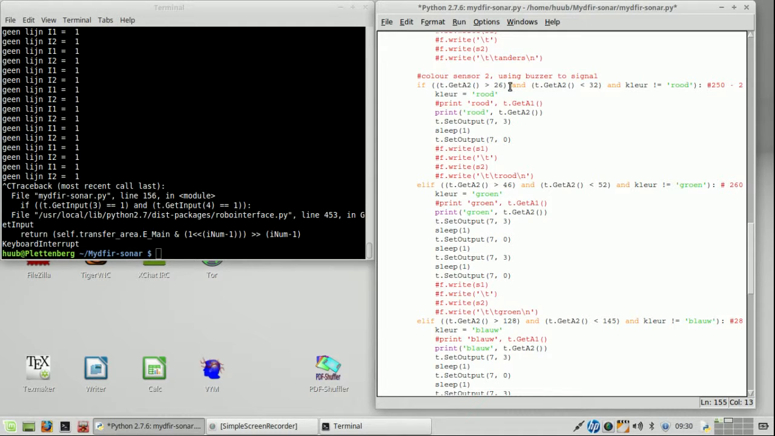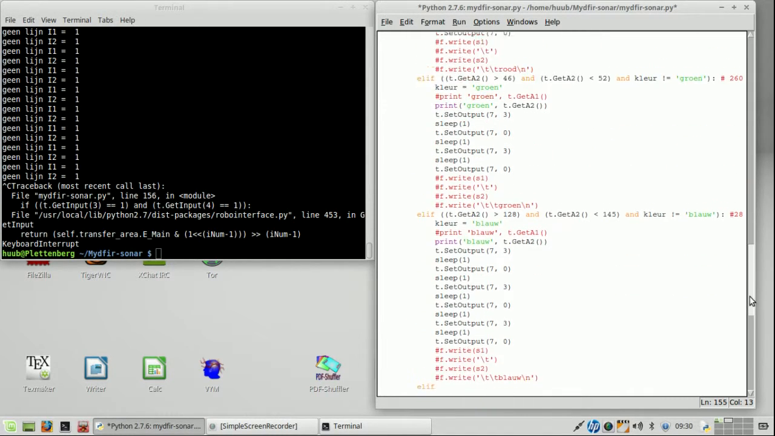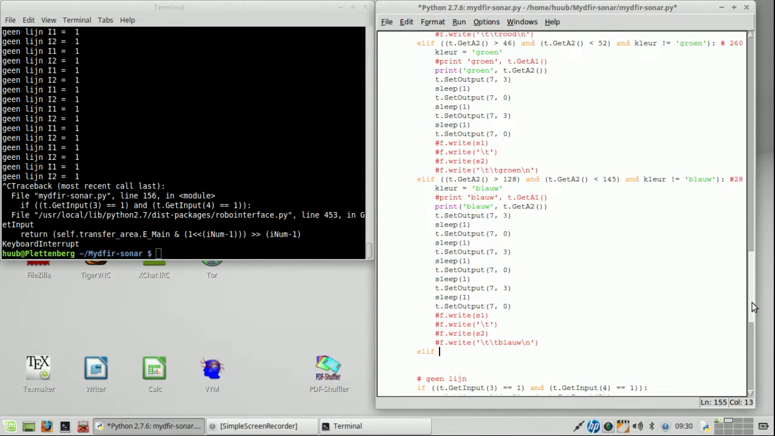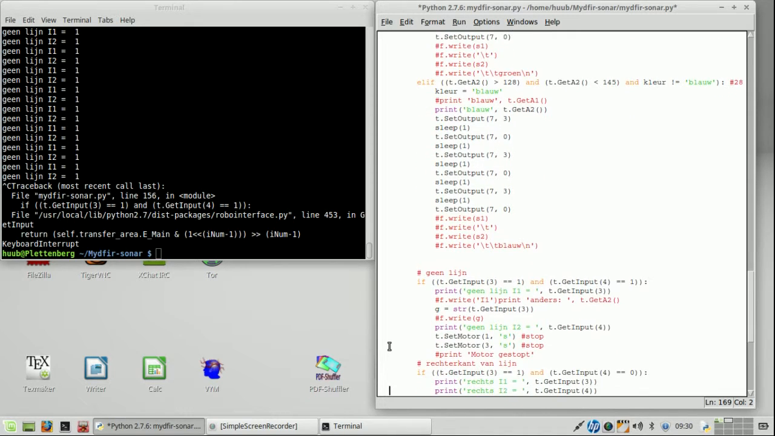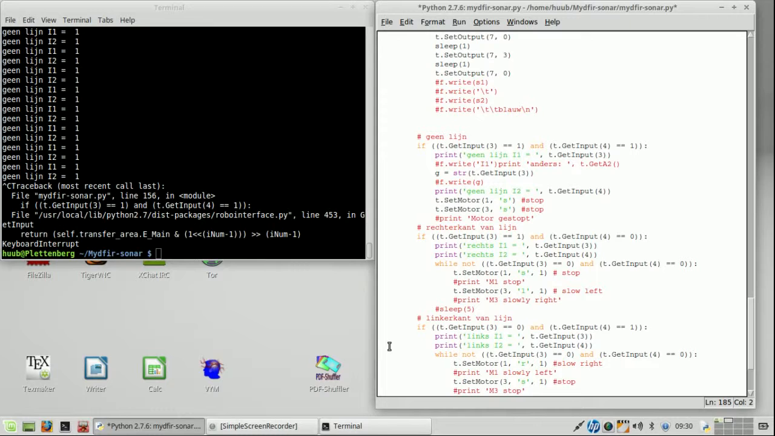So lower than 26, between 32 and 46, between 52 and 128, and over 145, then I would say okay, no buzzer. But that makes no sense, since it only activates it here. These conditions should be sufficient, more than sufficient. So let's go further. Is there any set output here?